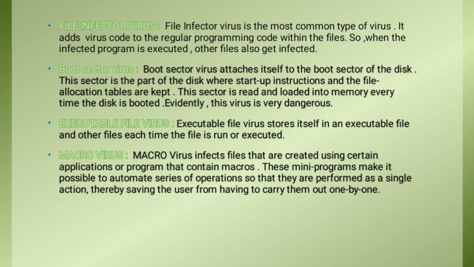Executable file virus stores itself in an executable file and other files each time the file is run or executed. Fourth is macro virus. Macro virus infects files that are created using certain applications or programs that contain macros. These mini programs make it possible to automate a series of operations so that they are performed as a single action, thereby saving the user from having to carry them out one by one.